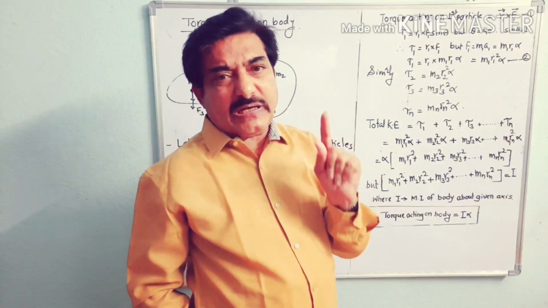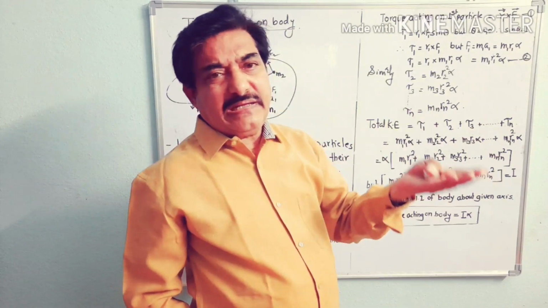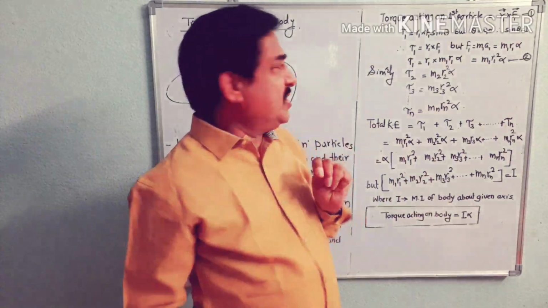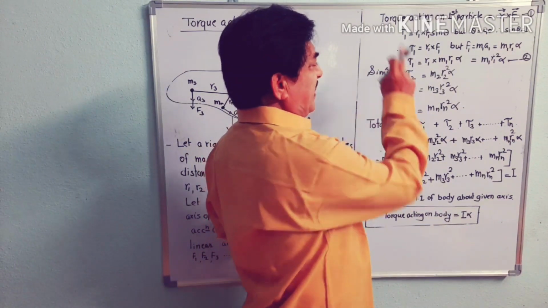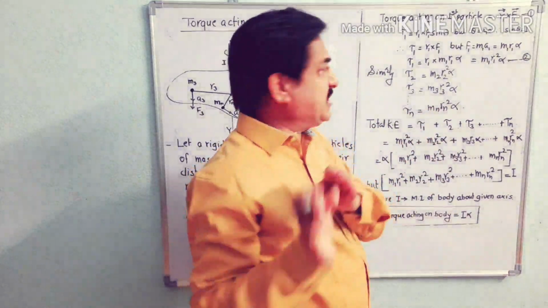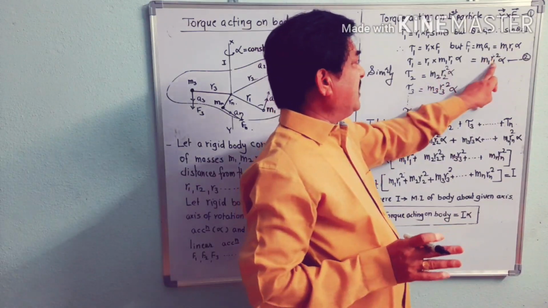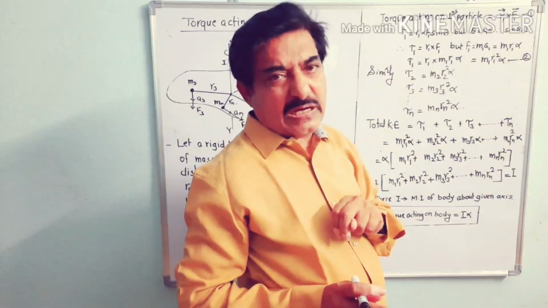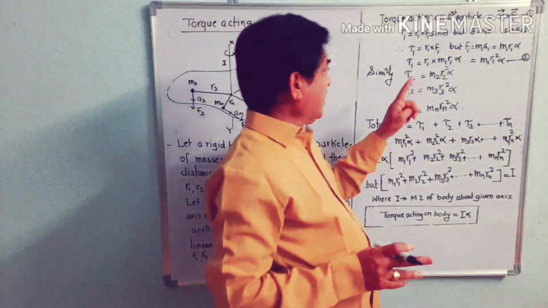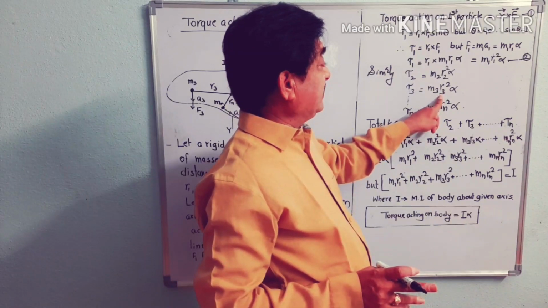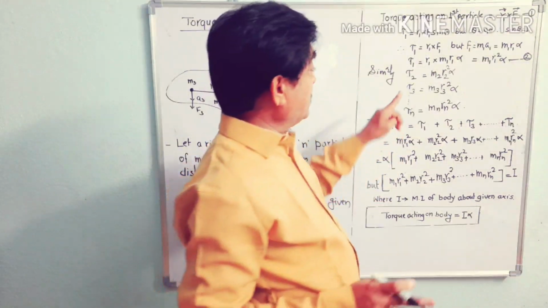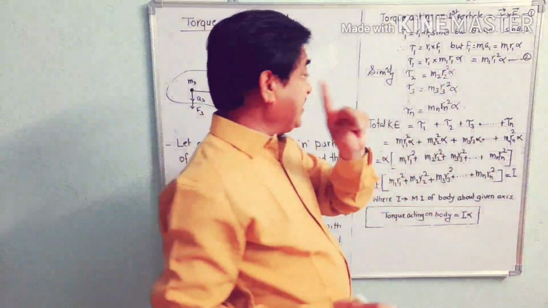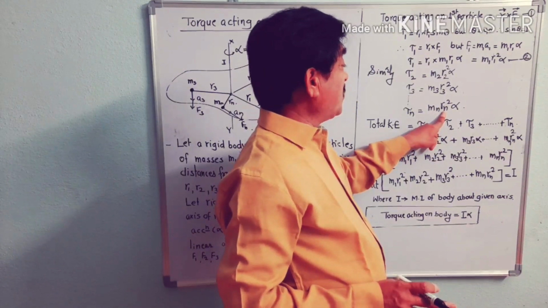As we have calculated the torque acting on the first particle, easily we can write the equations for torque acting on the second particle, third particle, fourth particle and nth particle. Similarly, torque acting on the second particle, the pattern of the equation is the same. Instead of m1, m2, instead of r1, r2, that is m2 r2 square alpha. Similarly, the torque acting on the third particle is m3 r3 square alpha. And similarly we can write the equation for the nth particle. Torque acting on the nth particle is equal to mn rn square alpha.